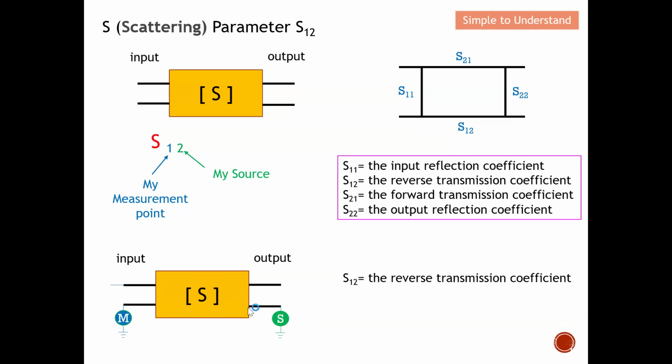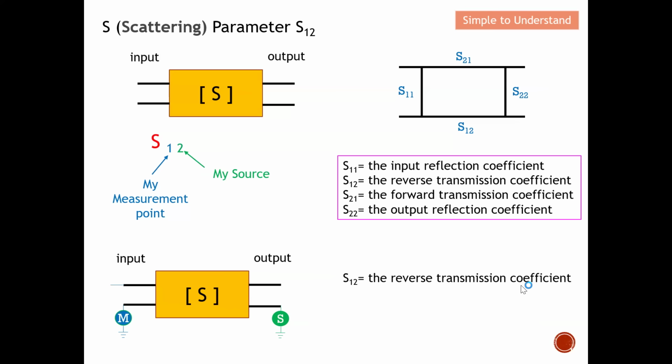Again, if the DUT or the filter is symmetric, then S21 is equal to S12, which I will emphasize again later on. But this is how we can describe S12, which is known as the reverse transmission coefficient.